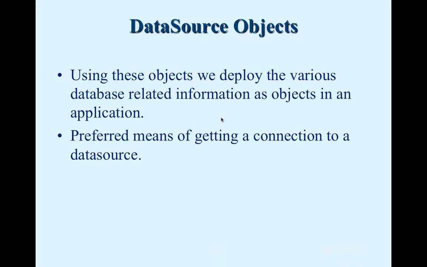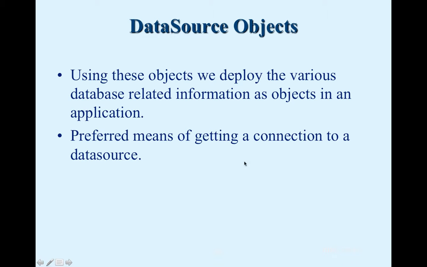Within that data source object you can have connections and all that available. So you can use data source 1 to get a MySQL connection, and data source 2 to get an Oracle connection, if you have configured one or more data sources in your application. So that's what is called a data source object. Using these objects, we can deploy various database-related information as objects in an application.